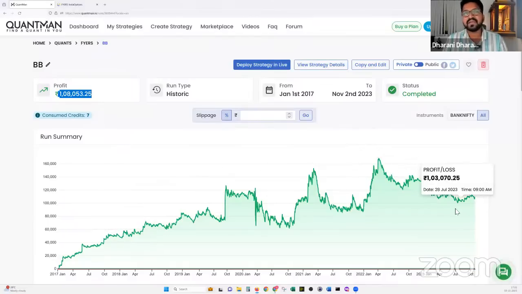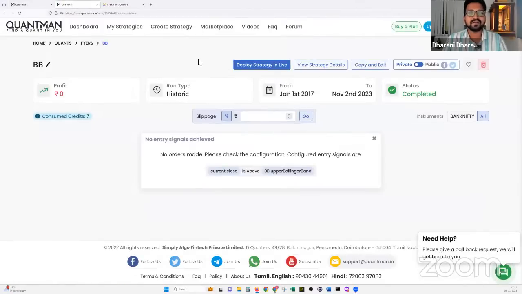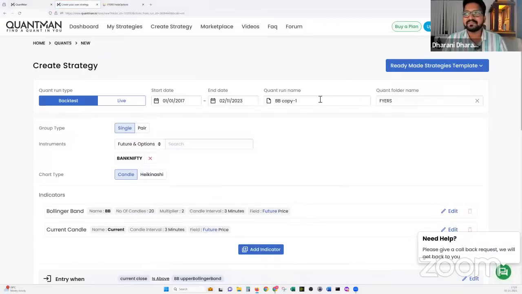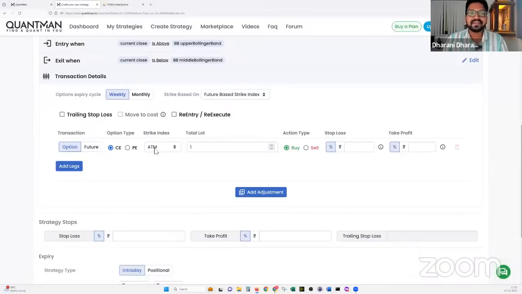On the other hand, I try to duplicate the same, and I want to use a particular premium instead of ATM. I copy and edit the same strategy. Now I put premium. Right now I'm selecting ATM, but I want to do it with premium.